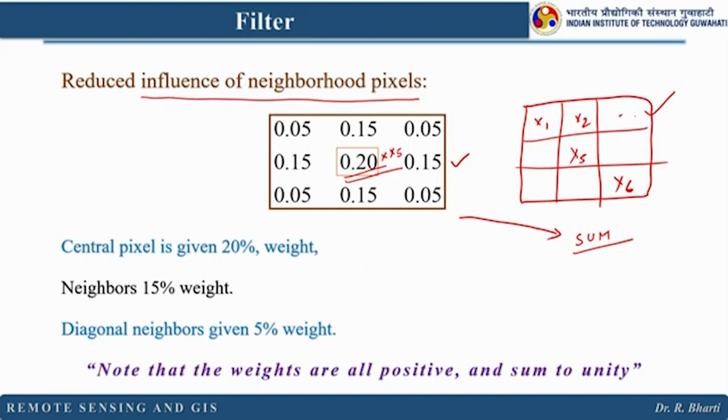Note that the weights are all positive and sum to unity. So it cannot be negative and it cannot be more than 1. That is the basic concept here: whatever design you want for your kernel or the weightage, you can follow, but it has to be positive weightage and the total sum of the weightage should be equal to 1. That is the criteria for these filters.